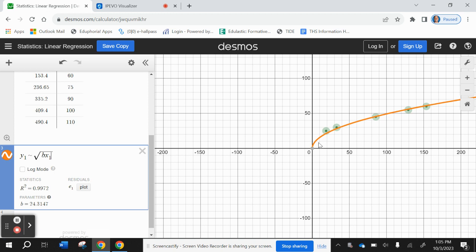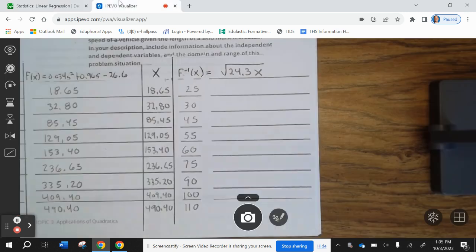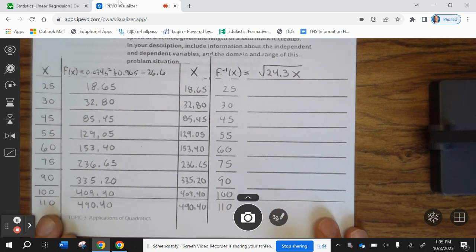Now, you can see that this, for the most part, goes through all the points. The r squared is very close to 1. Since we know the regression, or the inverse of a quadratic, is square root, this is correct. So our b value is 24.3. So our inverse equation is the square root of 24.3x. Okay, go ahead and finish that up.